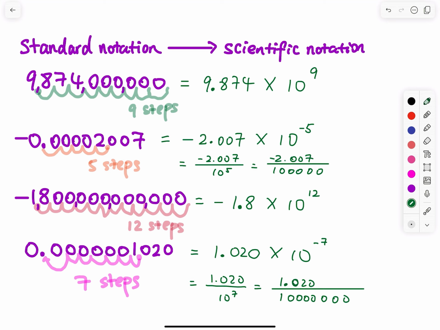All right, so that is how you convert from a standard notation, which is a very long value, to a scientific notation. All right, I will see you all in the next video.